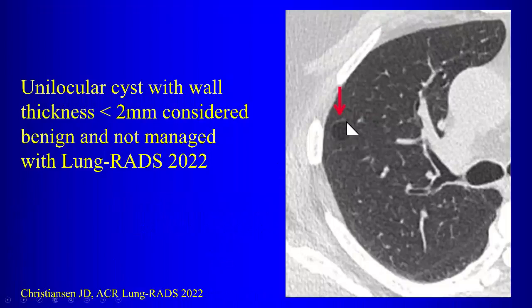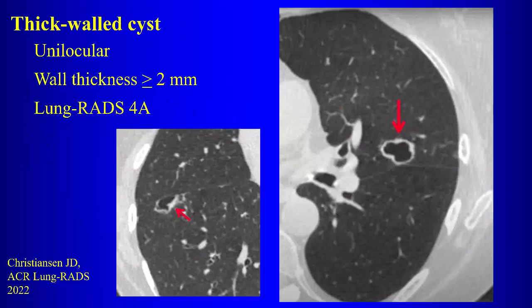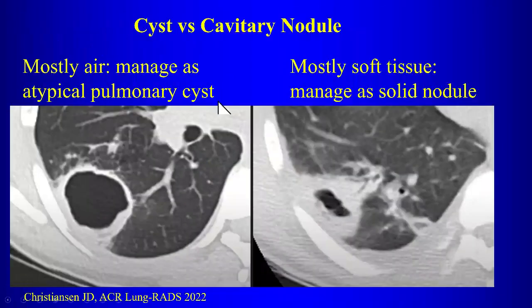So if you have a unilocular cyst like this, with a very thin wall, less than 2 millimeters, that's a benign lesion. That's not considered an atypical pulmonary cyst, and that does not require management with the most recent Lung-RADS version that we have. On the other hand, if we have a thicker walled unilocular cyst where the wall thickness is greater than or equal to 2 millimeters, as in these examples, then that's classified as a Lung-RADS 4A, and it will require at least a 3-month follow-up CT to see what happens to that.